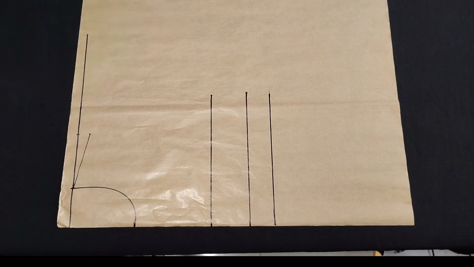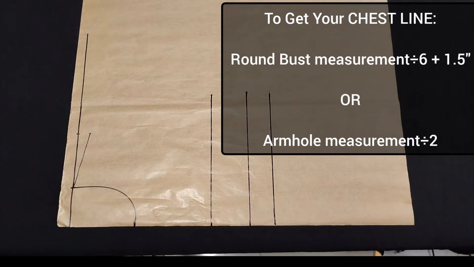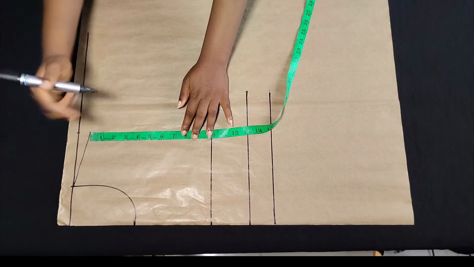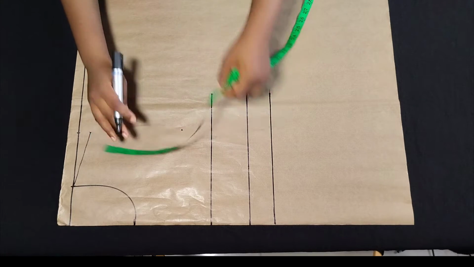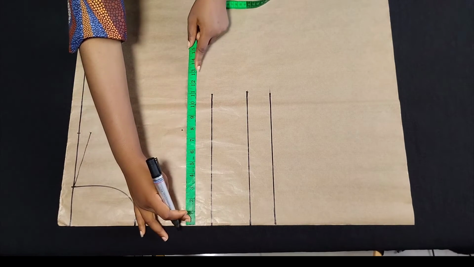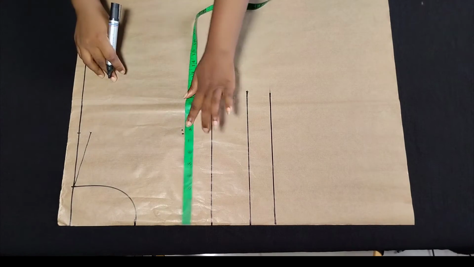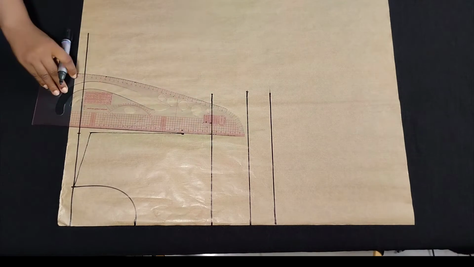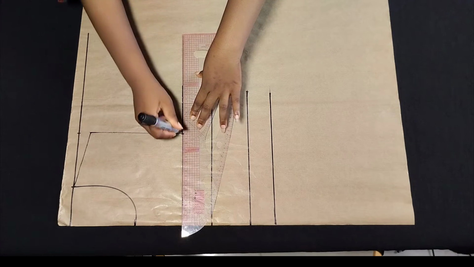After connecting, the next thing is to impute our chest line. To get your chest line, you divide your bust measurement by 6 and add 1.5 inches to that. For me, I got 7.5 inches, and I'll be marking that from that shoulder slope point. So I have marked my 7.5 inches, and next I am going here to impute my shoulder measurement so that I will have a straight line when I am connecting. Now I will rule out a straight line like this, and I'll extend that line to form my chest line.